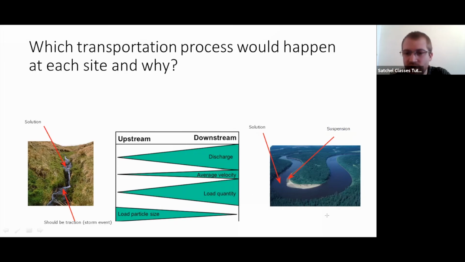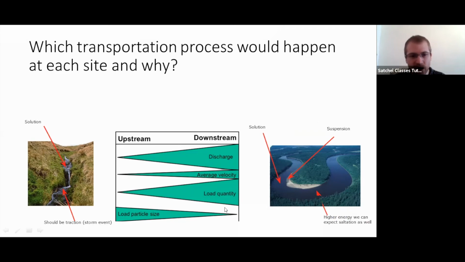Now we can assume that it's higher energy, so we can expect saltation as well, but this would be at the bottom of the river, so we might not necessarily see it.